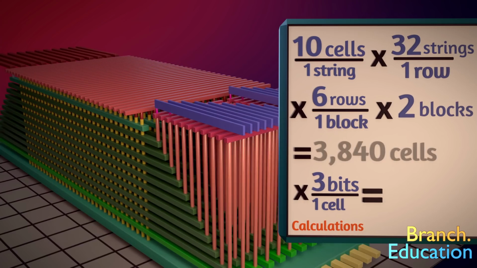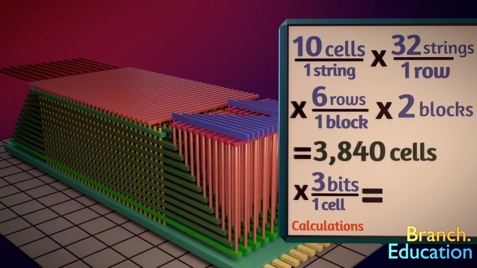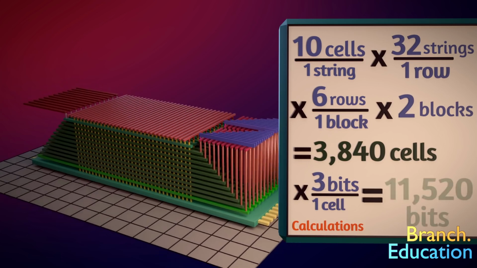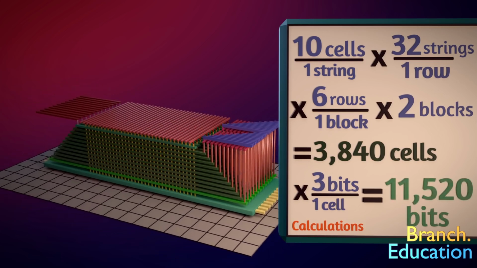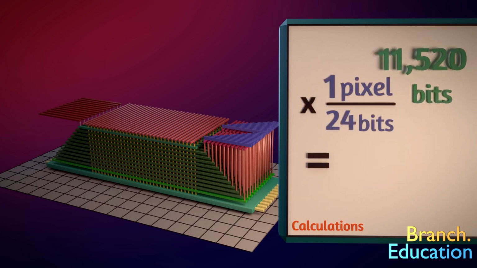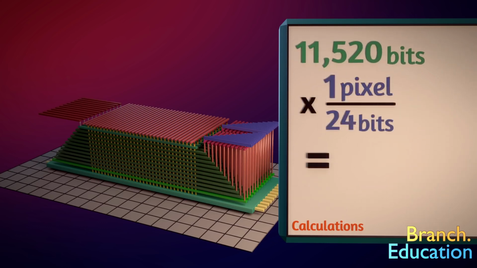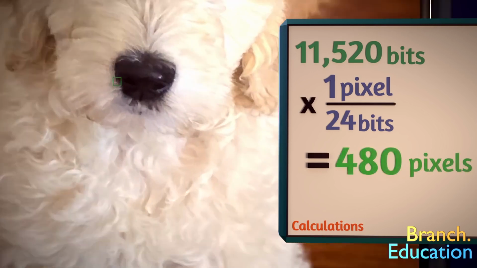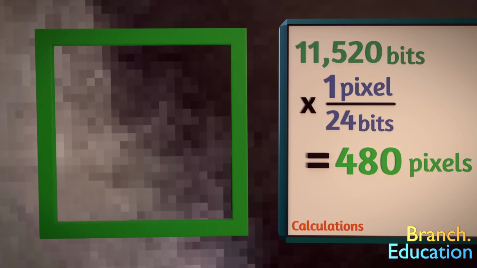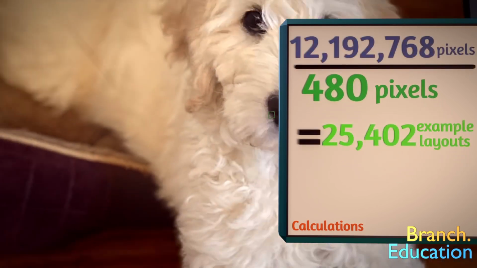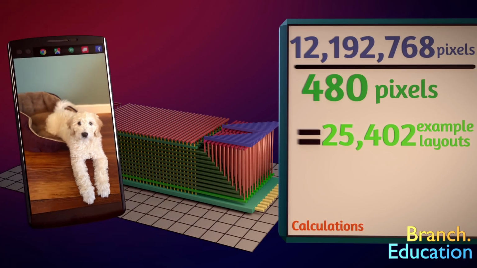Doing some quick multiplication, we find that there are 3,840 memory cells here, capable of storing a total of 11,520 bits. With each pixel in our picture requiring 24 bits, that means that we can store 480 pixels, or this much of our overall picture. That means you need about 25,000 times the size of this layout to store the contents of this single picture.